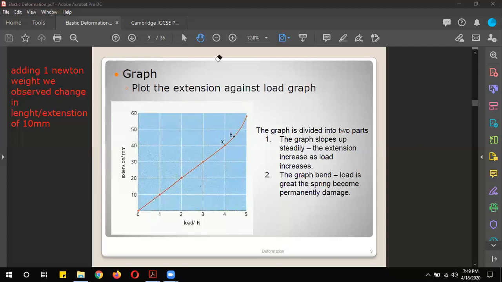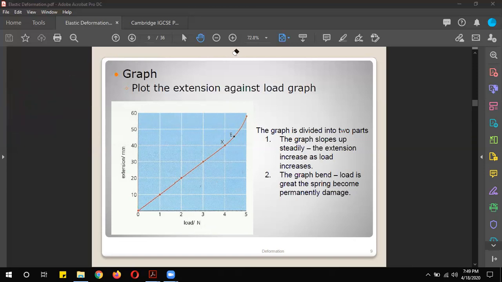Always up to the elastic limit, the graph is a straight line. And after that it will become a curve. You see, it is not a straight line now. Compared to this green line, it is not a straight line. It is a curve now. Clear? After this elastic limit, we will always get a curved line.